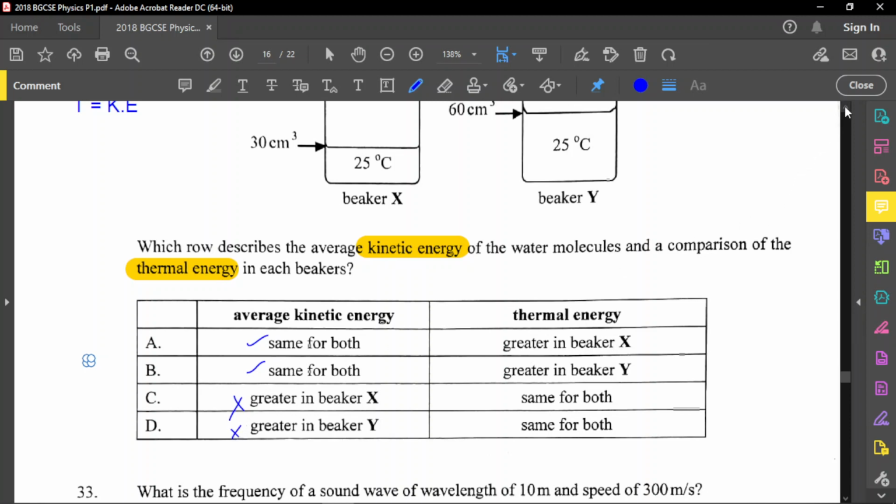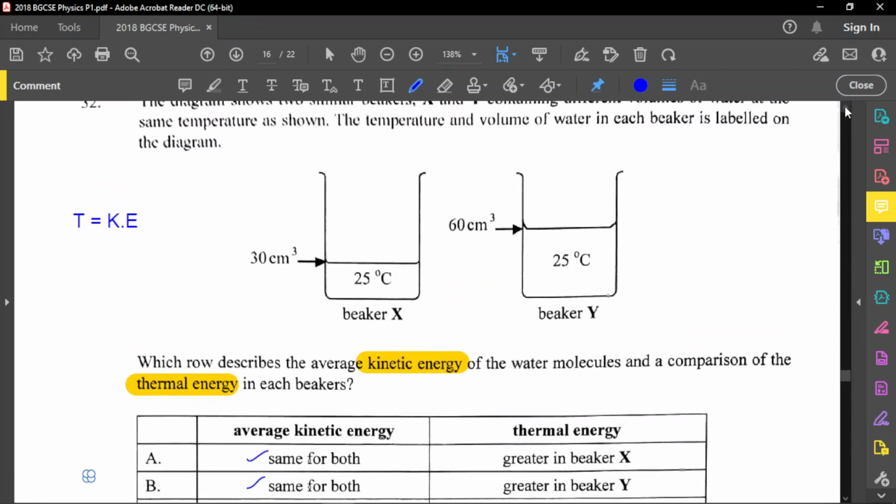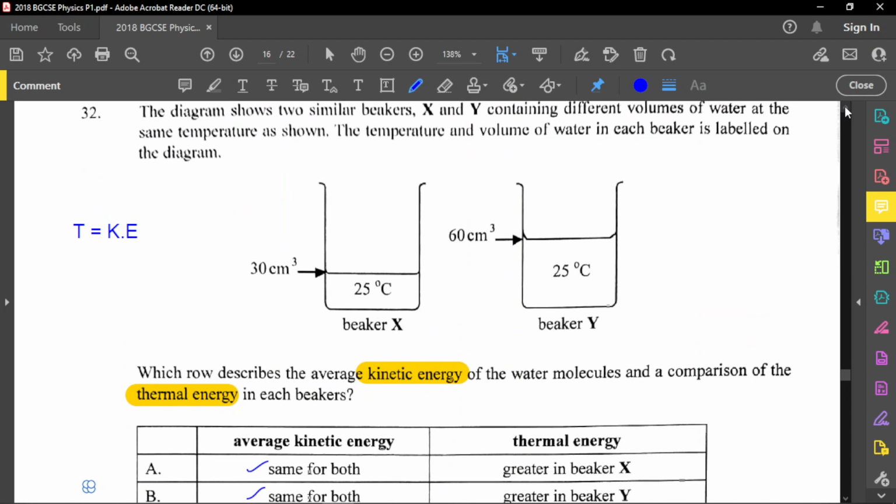Now, what next? We need to look out for another thing right here, the thermal energy. What happened to thermal energy? What do we mean by thermal energy? Thermal energy is the heat energy within the substance. Now, by logic, let's think about this. Which of these will require more energy to get warmer or to reach 25 degrees Celsius? Think about it. A small amount of water or a large amount of water.